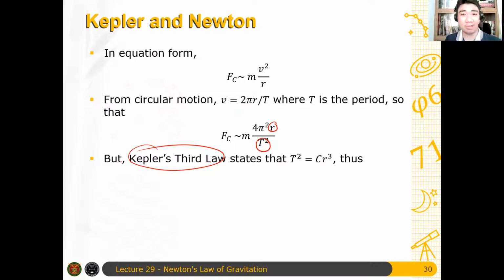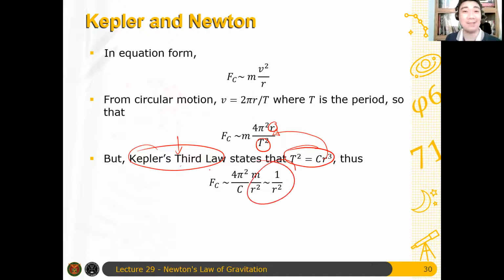Remember, Kepler's third law is an empirical law. And from the data by Kepler, t squared is c r cubed. Okay? By Kepler's third law, t squared is c r cubed. You can substitute here, where c is some constant, and substituting here, we get this relationship. That is, the centripetal force is inversely proportional to the square of the distance.